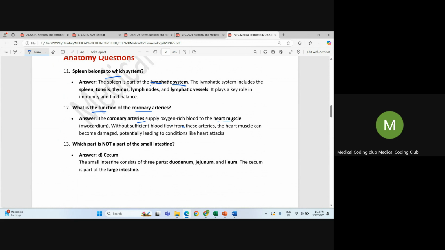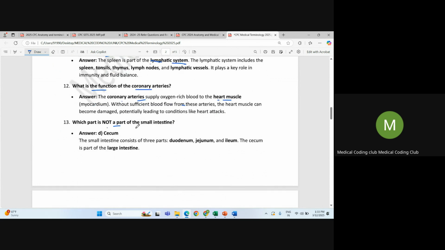Please also check the function of the pulmonary vein, superior vena cava and inferior vena cava. These three are important in my 2024 set of anatomy, which I have discussed on YouTube. Maybe I have added that question in that video. Please go through that video as well. I'll keep the video link in the description. Please watch that for more exposure to anatomy questions. And which part is not a part of the small intestine? It is the cecum.